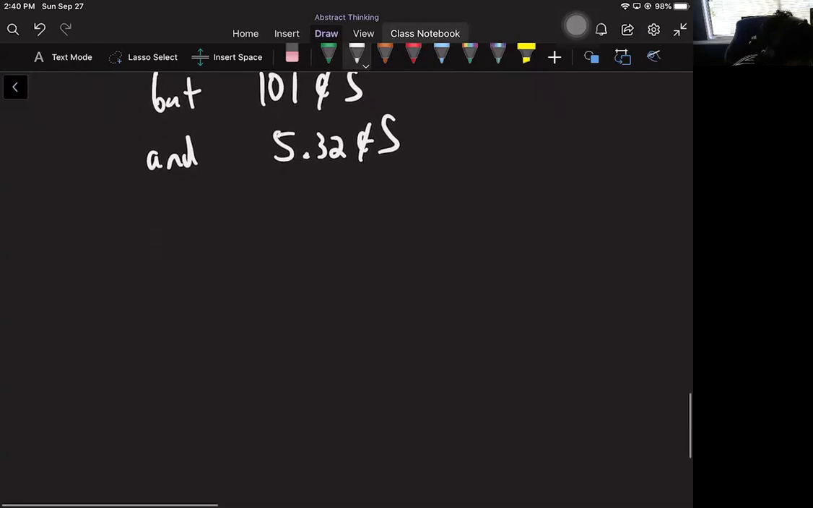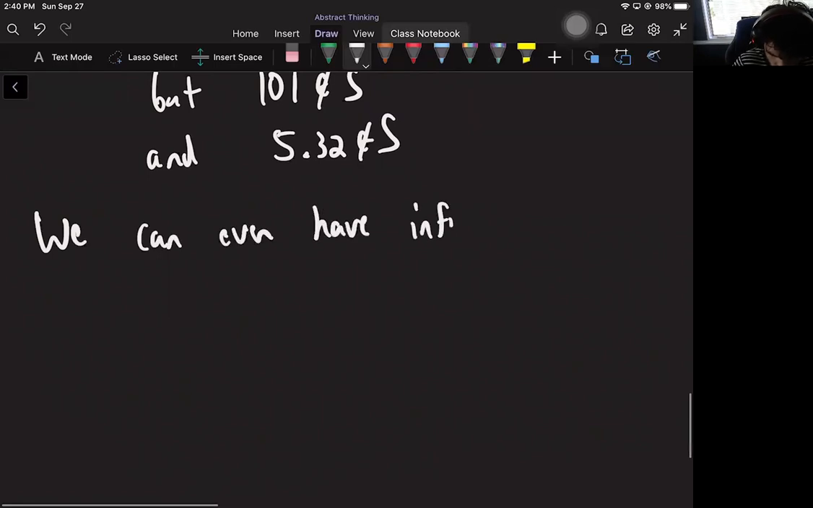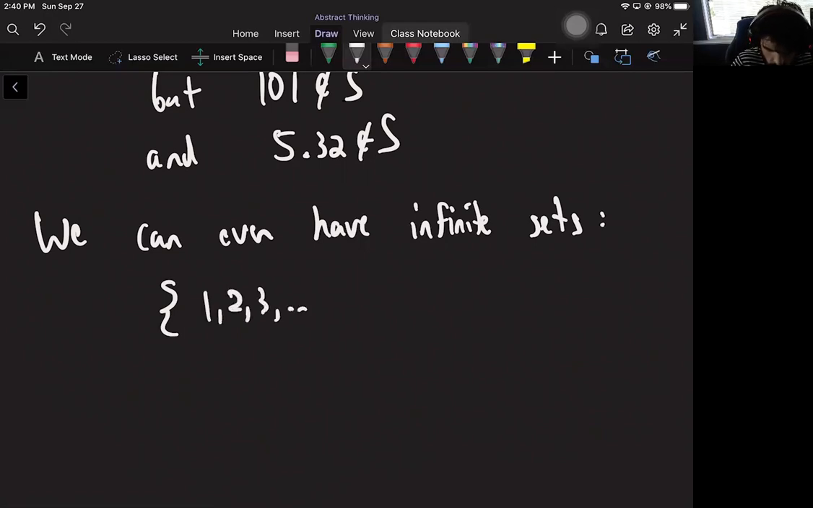All right, so next, what about this? We can even have infinite sets. So that means that instead of 100 things, it has infinitely many things. So how can I indicate that? Well, I can just use ellipses, and I can just not stop. So before I ended it at 100, but here I won't, and that just means that I'm including all the numbers, 1, 2, 3, 4, and so on forever.